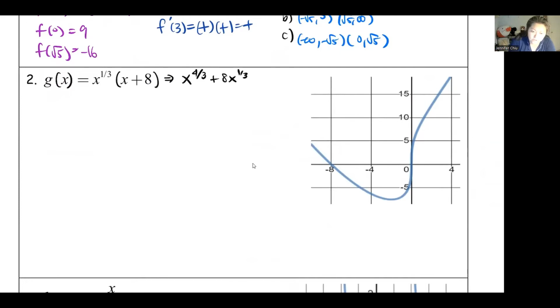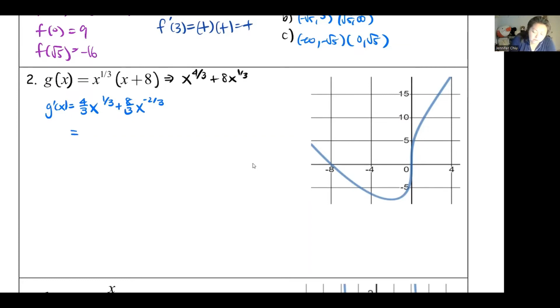Okay, now I take the first derivative. So g prime of x equals 4/3 x to the negative 1/3 plus 8/3 x to the... oh sorry, not negative, my mistake, positive 1/3, and this is negative 2/3. Remember, we're trying to solve for these, so you want to rewrite it as one single fraction so that you can go ahead and solve.